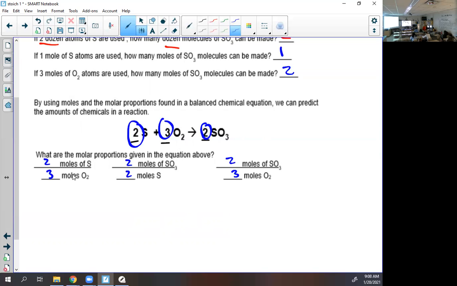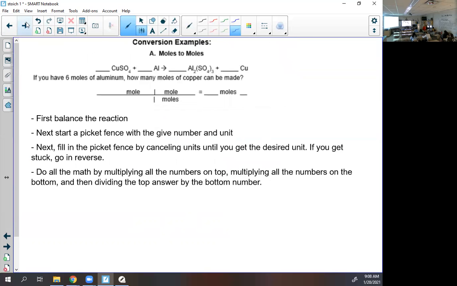For every 2, I get 3. For every 2, I get 2. For every 2, I get 3. Now, I could flip it. I could say for every 3, I get 2. For every 3, I get 2. These are proportions that we can use in our beautiful picket fence.